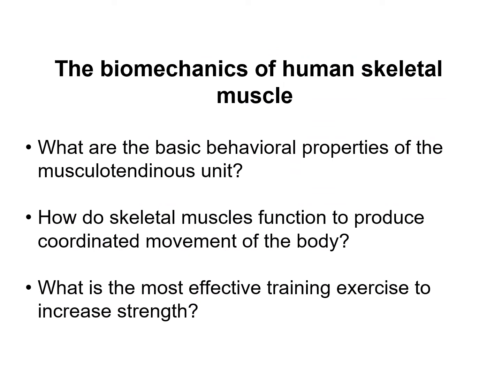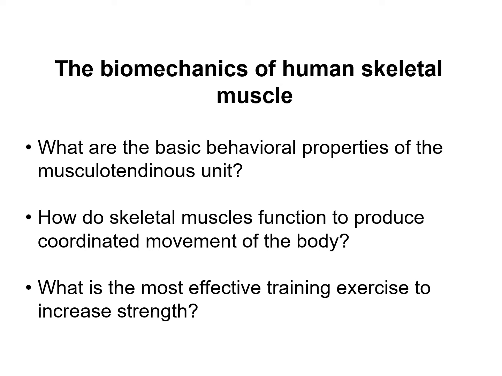So, the biomechanics of human skeletal muscle. What are the basic behavioral properties of a musculotendinous unit? They should be able to contract to cause movement. Should they be able to receive a signal from the central nervous system? Should they be elastic? And when I say elastic, I mean after they're stretched or contracted, after that stimulus is relieved from the muscle, should they go back to their original shape? Yes.